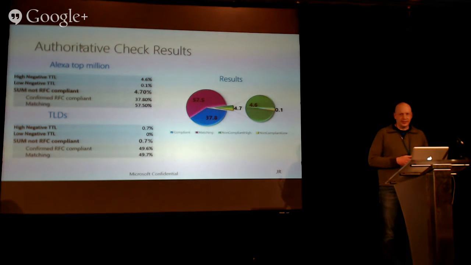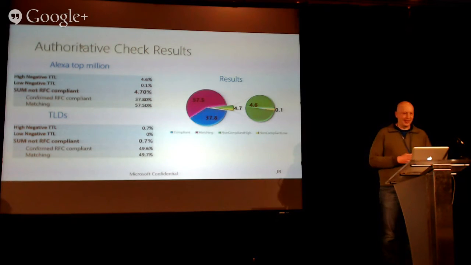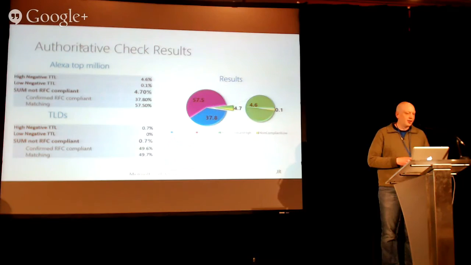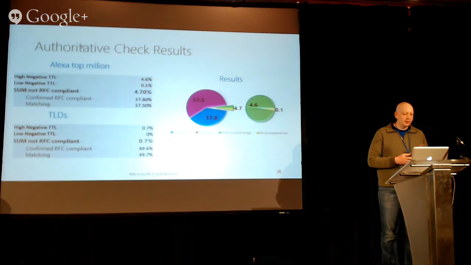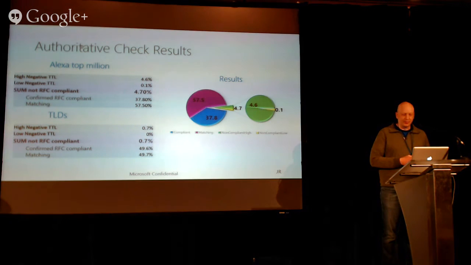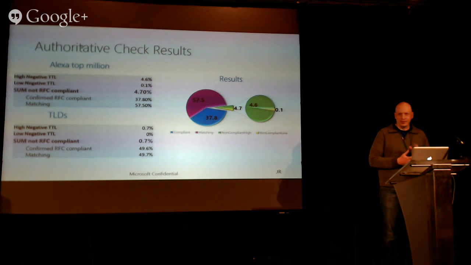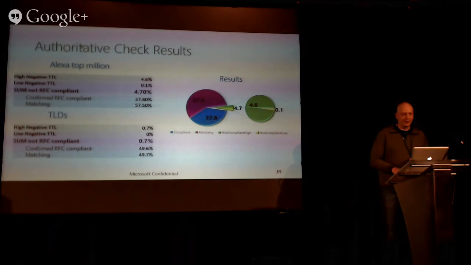We also looked at the TLDs, and we got some unexpected high results from there as well. A vast majority had matching, because that's usually the default in a lot of DNS software: whatever it ships with as the default SOA setting is what gets put in for all three fields. But we see about 40%, 37.8, are compliant, but it's the 5%, 18,000 that aren't, that's a little bit worrisome.